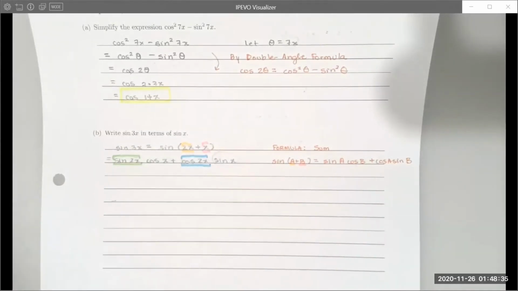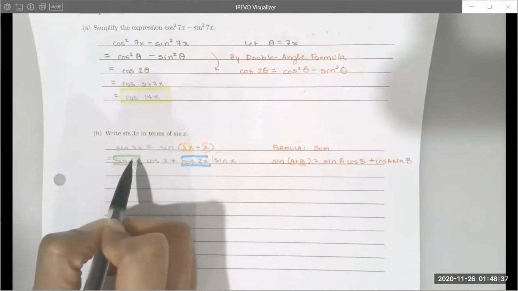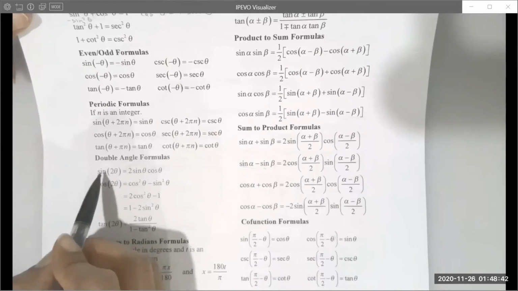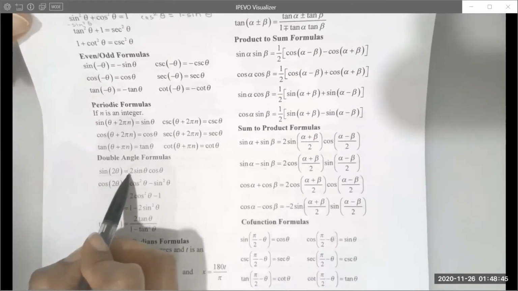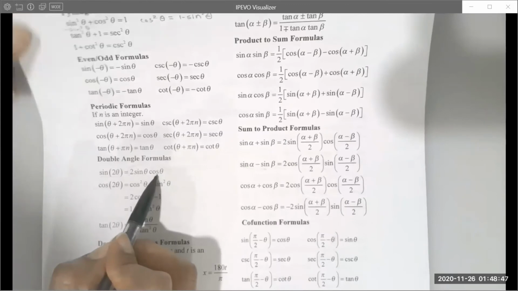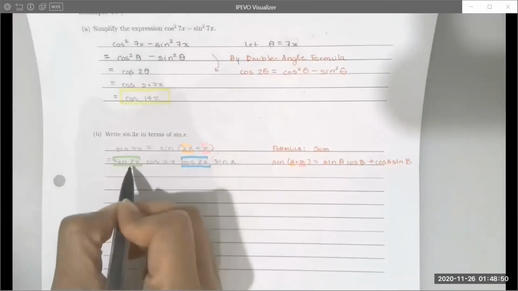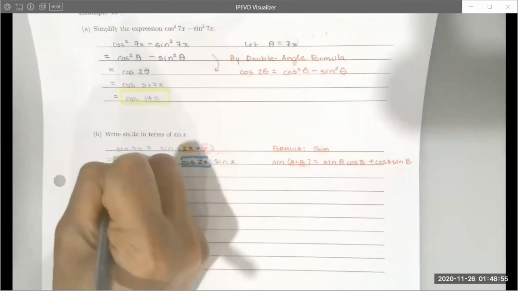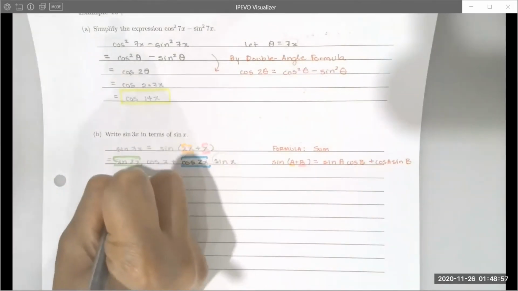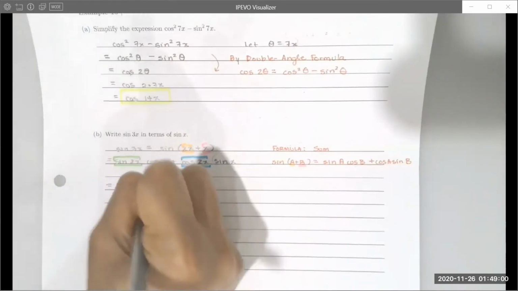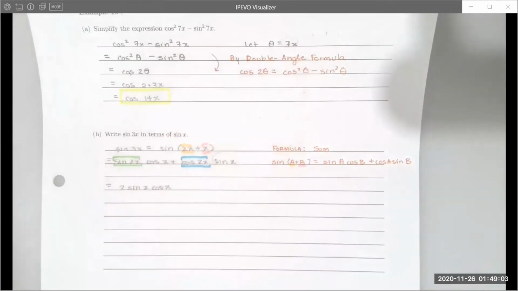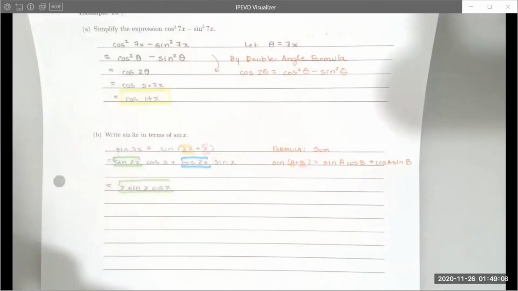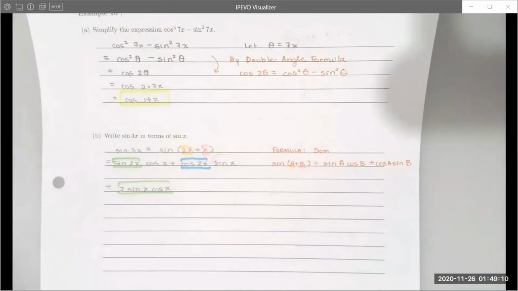All right, and then let's start with sine of 2x. If you look at the double angle formulas, we have sine of 2 theta is equal to 2 sine theta cosine theta. So it's similar to what we have. In fact, the only difference is the variable that we're using. So this is actually going to be equal to 2 times sine of x cosine of x, just this green part, by the double angle formula.